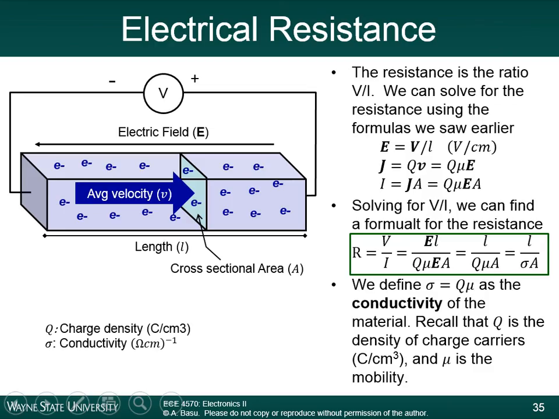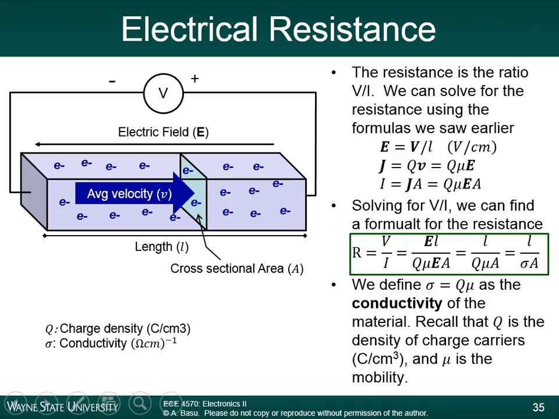So for the V, we take this relation up here. V is equal to the electric field times L. So that's why we have E times L in the numerator. In the denominator, the current is equal to Q times mu times electric field times A. So we have that in the denominator there.